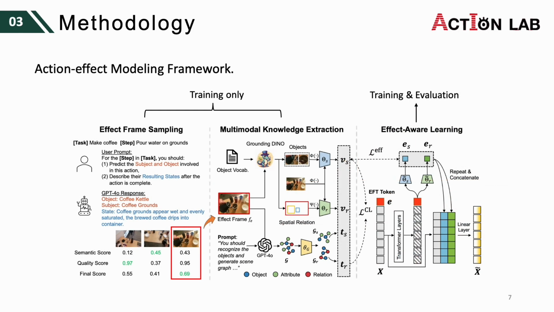This slide shows the overall AEM framework. First, during training, we sample an effect frame that best reflects the action outcome. Then we extract multimodal knowledge from that frame using both grounded visual cues and symbolic scene graphs. Finally, we learn an effect-aware representation and fuse it back into the action feature for mistake detection. Importantly, the expensive multimodal knowledge extraction is only used during training, while inference remains efficient.